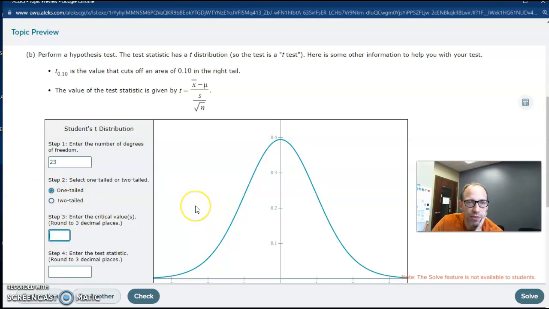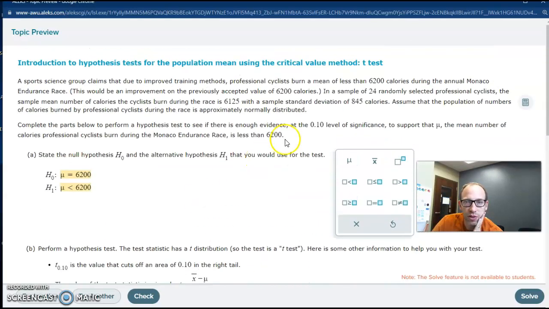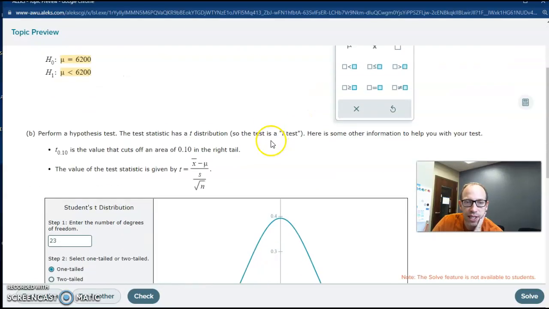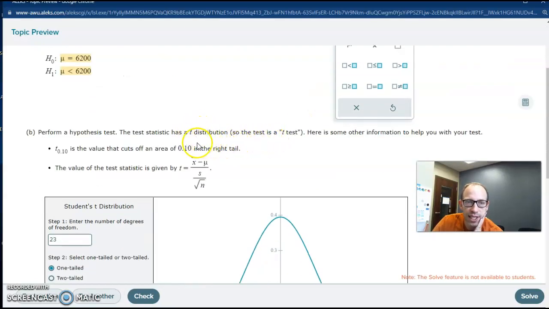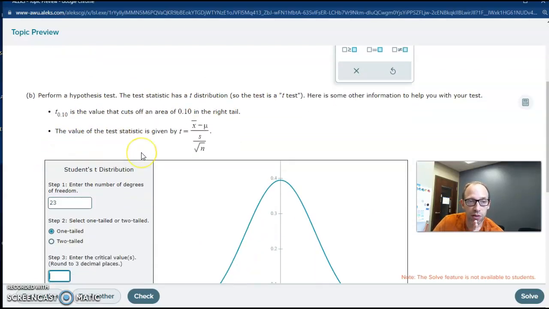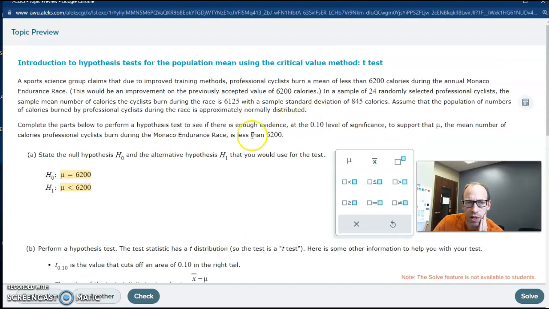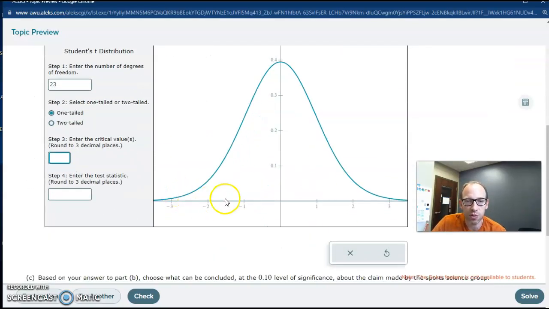Critical value. So here we're going to have to use our level of significance, and they do tell us that the T button on the right there on the calculator will give us 0.10 in the right tail. Is that what we want? Well, we are only going to be able to reject our null hypothesis if it's far enough below, less than. So we want the left tail, not the right tail. So we want to be shading something down here. So the question is, how do we get that?